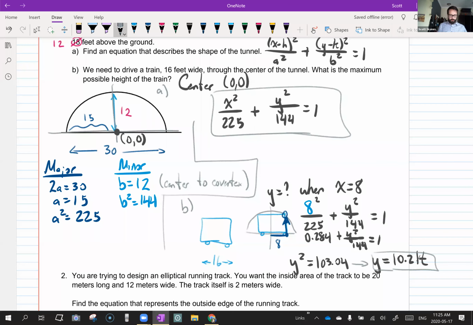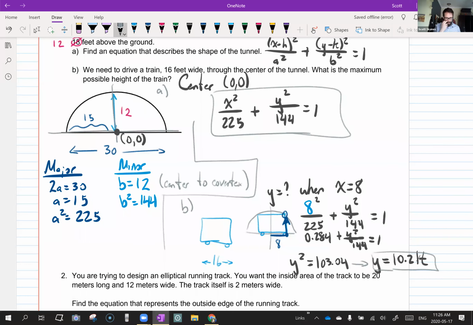Right? So that's the basic idea. You're going to get the equation first, and then you would put information into that to solve the question you've been asked. And I can really only ask two things. I either give you some sort of x value, where you solve for a y, or I can give you a y value, and solve for the x. There's really nothing else you could do for an ellipse.